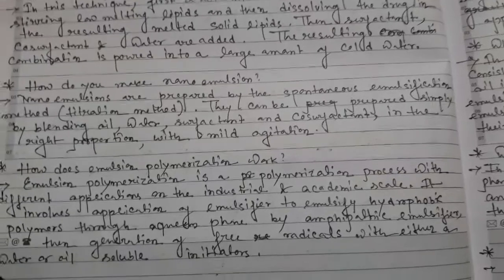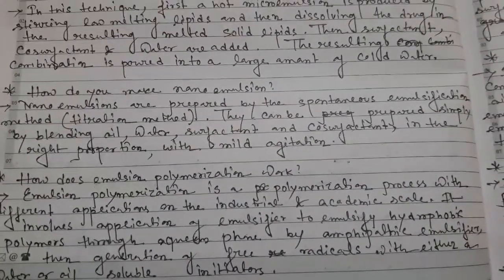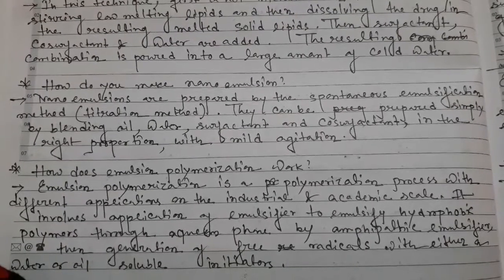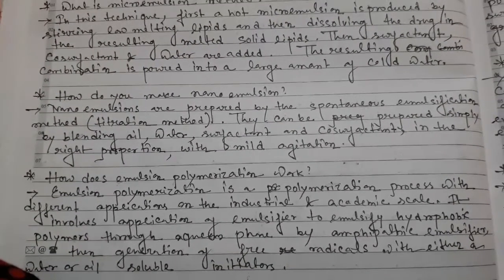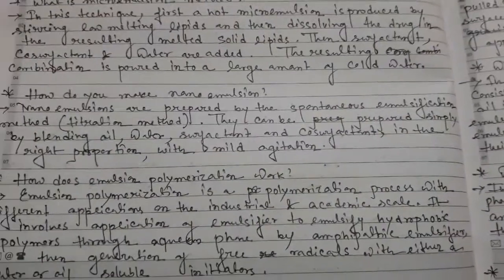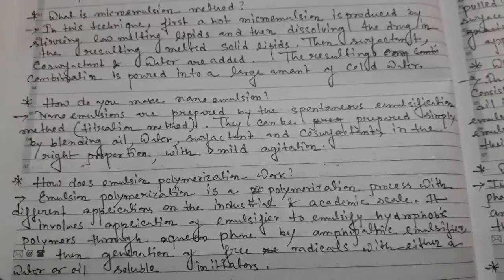How does emulsion polymerization work? Emulsion polymerization is a polymerization process with different applications on the industrial and academic scale. It involves application of an emulsifier to emulsify hydrophobic polymers through the aqueous phase by an amphiphilic emulsifier.